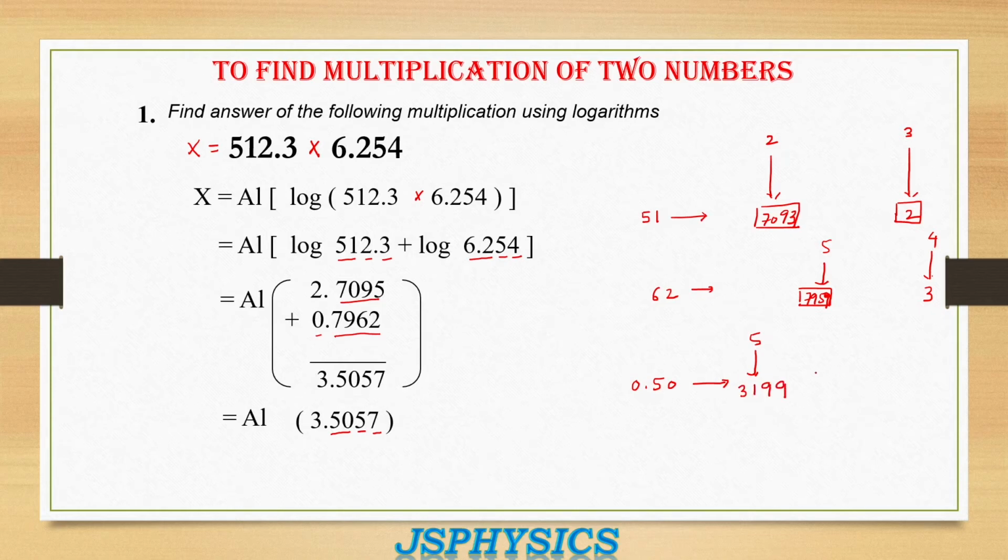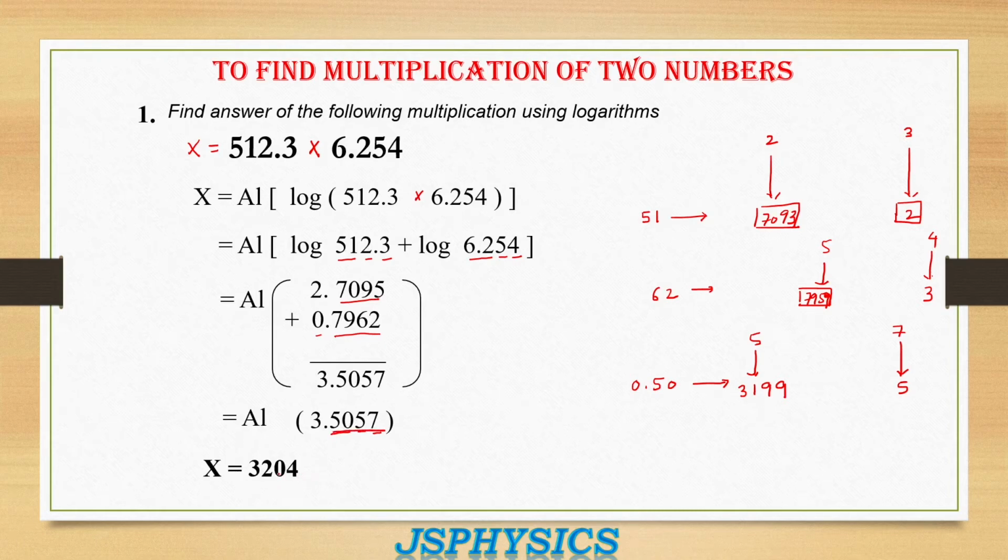In the same row under the mean difference of 7, you have to search that number and that comes out to be 5. So when we add these two numbers, we'll get the answer as 3204. By adding these two, we get the answer of 3204. Now, the antilog of this number is 3204.